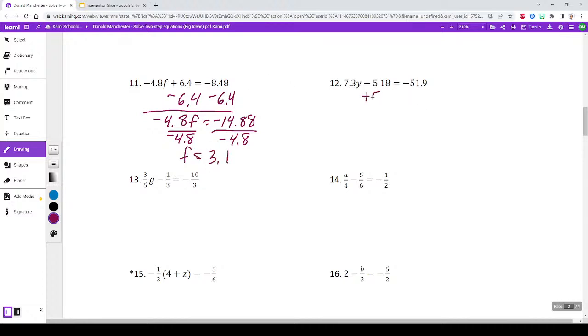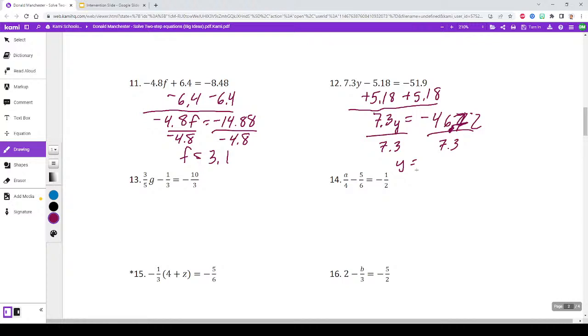Here we're going to add to undo the subtraction. 5.8 here plus 5.18, and that's 7.3y. That's a -51.9 plus 5.18. That gives me -46.72. There's hope for this, I guess. Divide by 7.3, and y is negative 6.4.